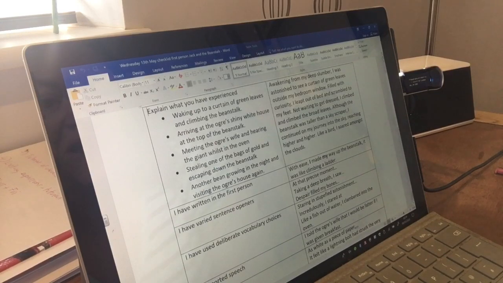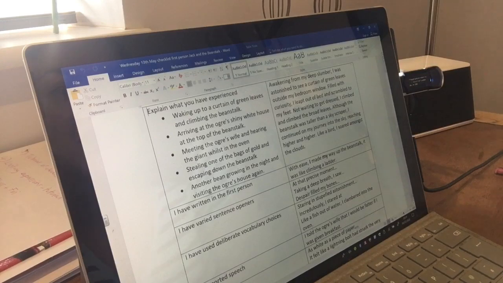After that, you could have a paragraph including meeting the ogre's wife and hearing the giant whilst in the oven. Then you could have a paragraph on stealing one of the bags of gold and escaping down the beanstalk, and another paragraph on another bean growing in the night and visiting the ogre's house again. Remember, in all these paragraphs you need to include your thoughts and feelings towards the events and try and use some imagery. So again, for example, personification, alliteration, similes and metaphors.